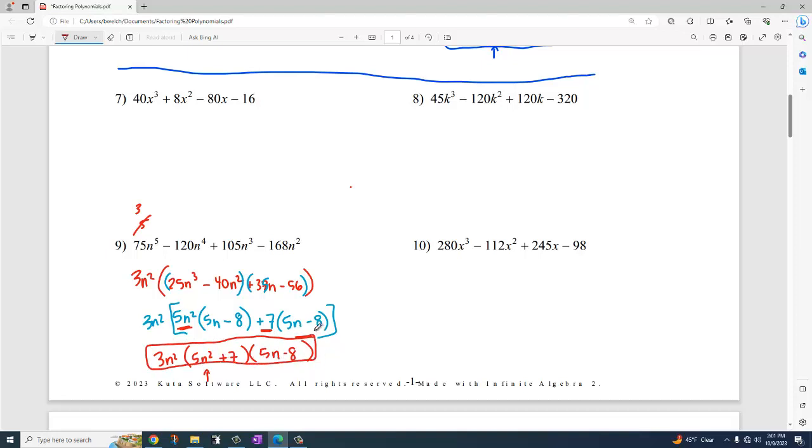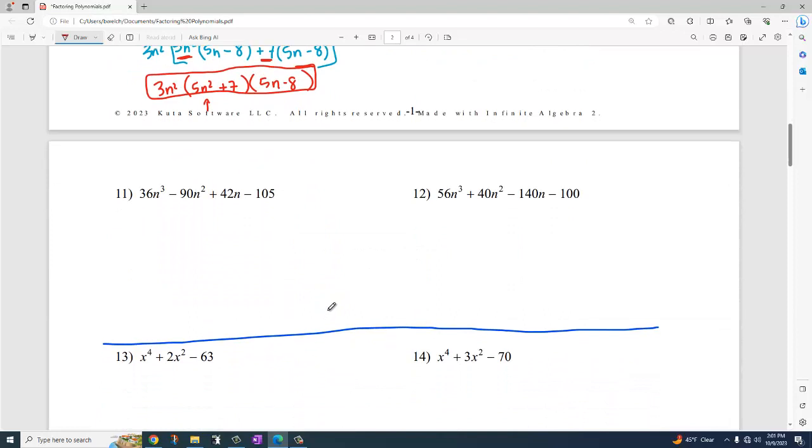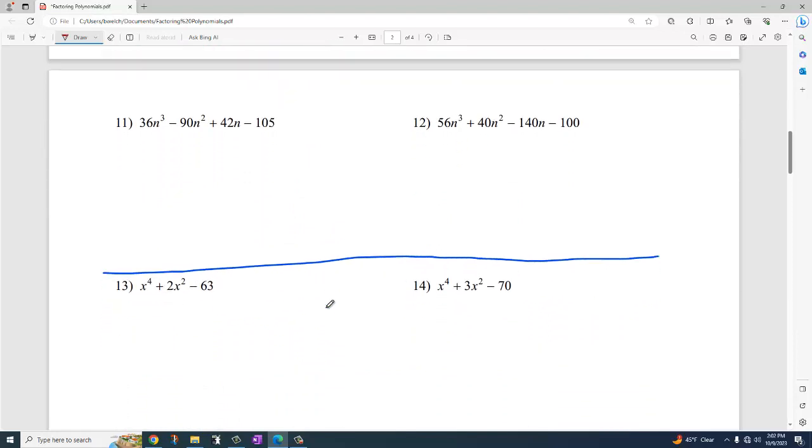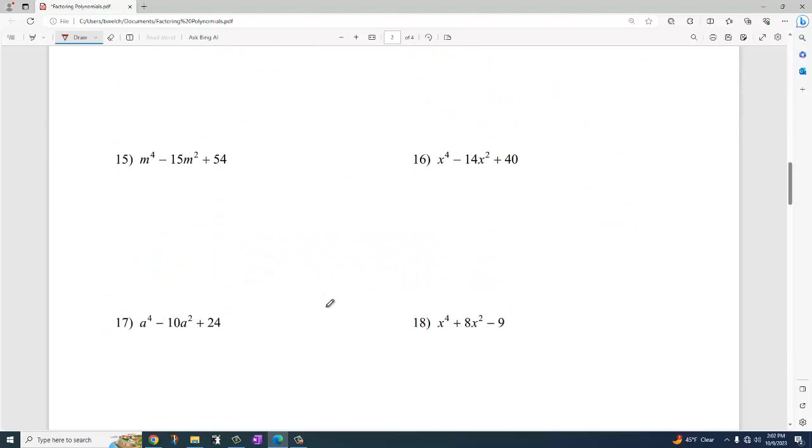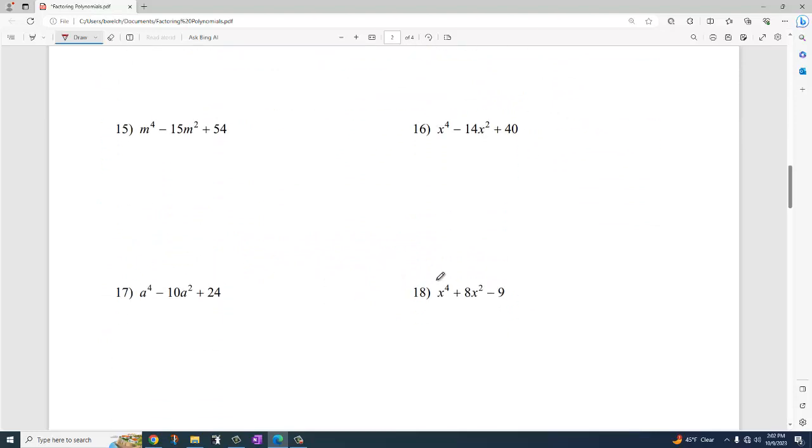Okay, let's take a look down at one more problem. This will be our last type, the last style. The last 8 questions, 13 through 20, are all similar. They are what is called quadratic form. The exponent of the first term is twice as big as the exponent of the second term, and there are no x's in the last term.